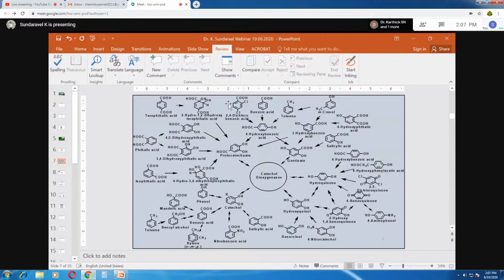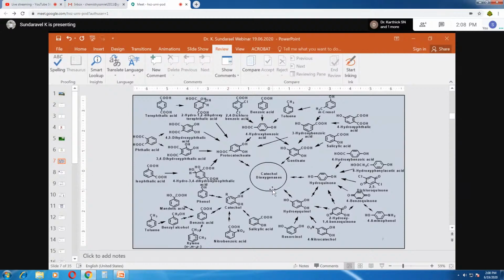In the outer circle, there are a lot of aromatics, that is, nitro compounds, alkylated compounds and chlorinated compounds. In the inner circle, due to some other enzymatic functions, they are converted into dihydroxy bases, nothing but the catechols or polyhydroxy derivatives.